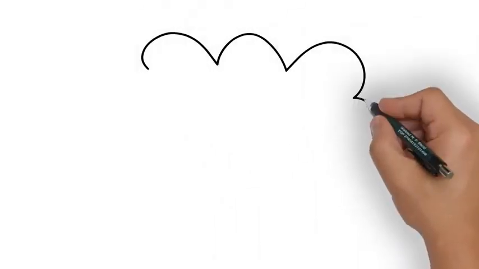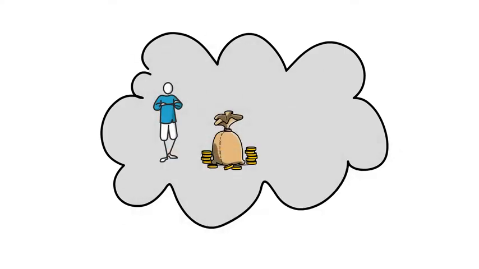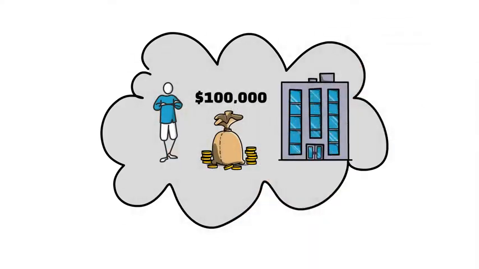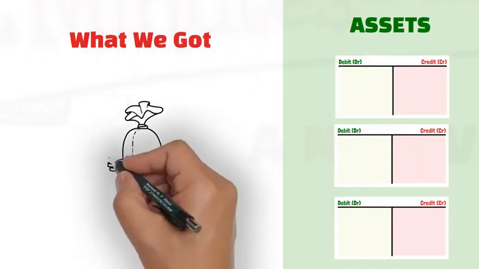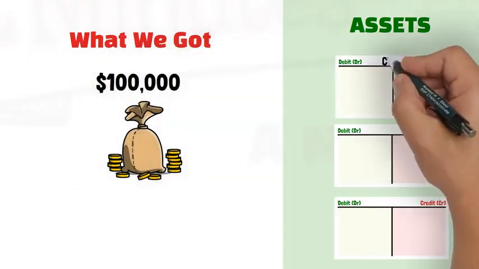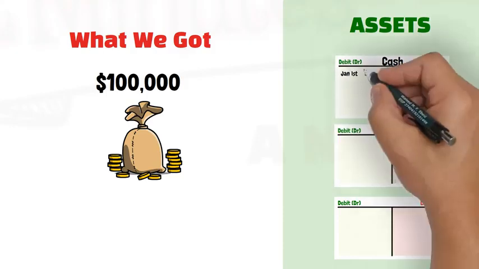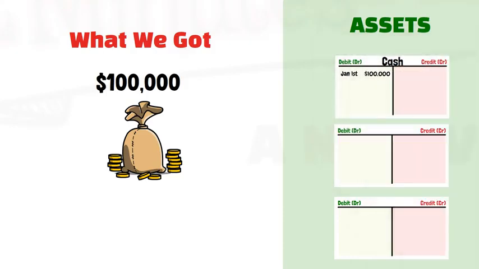In the previous video, Mr. Stick contributed cash of 100,000 to establish his business. The resource that the business got is the cash of 100,000, and that increase in cash is debited to the cash account, which is an asset account. That is the first part of the entry.